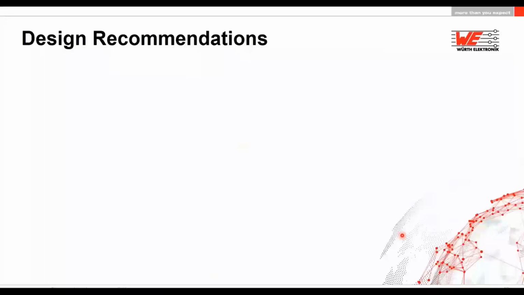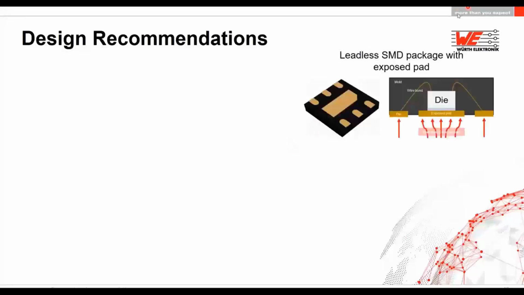The last part of today's webinar is the design recommendation for this sensor. As mentioned, the sensor has an exposed bottom pad. This bottom pad is a die attach pad, where the sensor die is placed. So the best thermal conduction path is realized from bottom to top, and you can have a very accurate junction temperature. This is one of the benefits of the sensor.